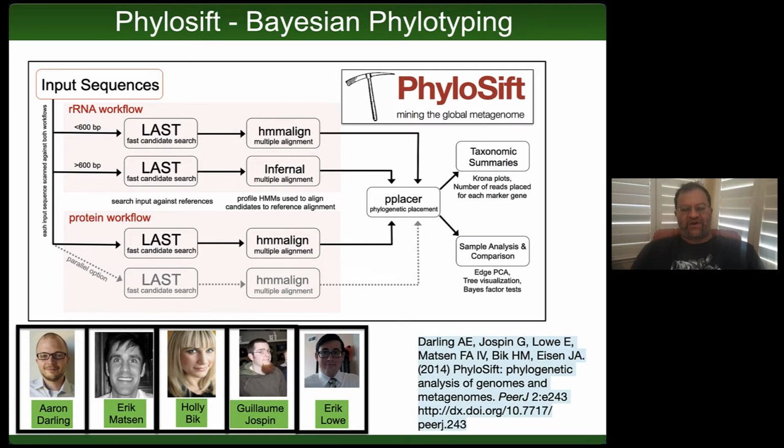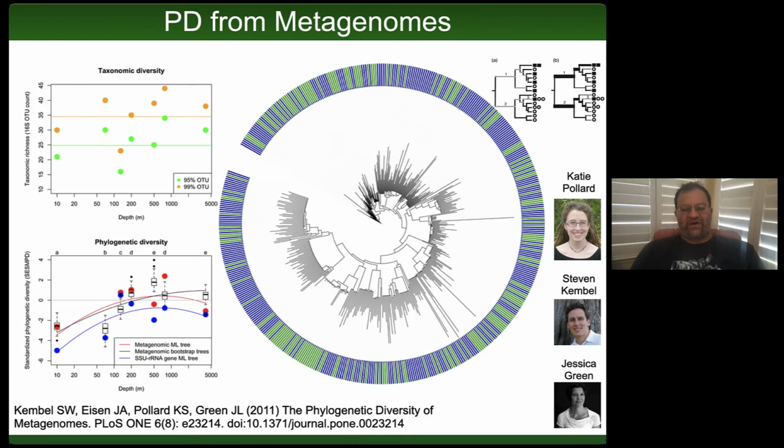Aaron Darling, when he was in my lab as a postdoc, extended this method and built a tool called PhyloSift, which is a much more detailed phylogenetic analysis of environmental sequences using the hidden Markov model general approach. He collaborated with Eric Matsen to add a placement algorithm so that you could have much more rapid placement of sequences by pre-computing phylogenetic trees and then using this pplacer algorithm to place new sequences into existing phylogenetic trees for those particular sequences, and then using methods like Edge PCA to analyze environmental samples using the phylogenetic trees of each of these marker genes.